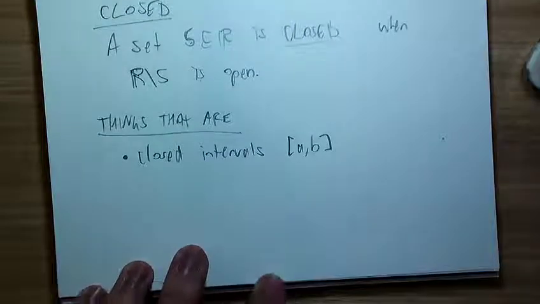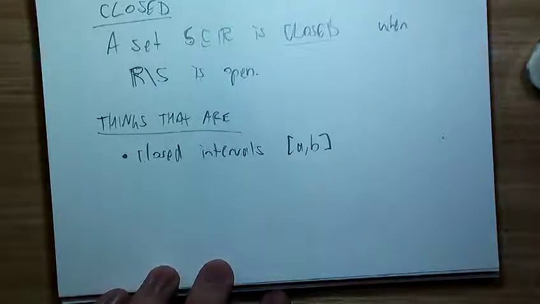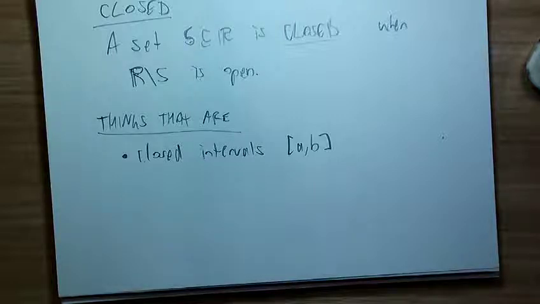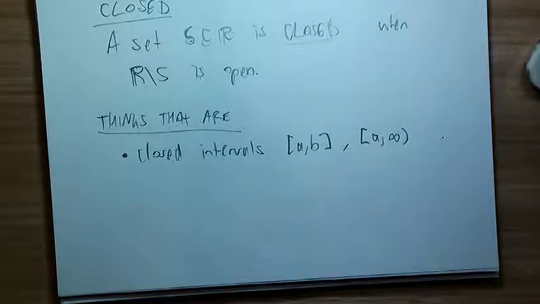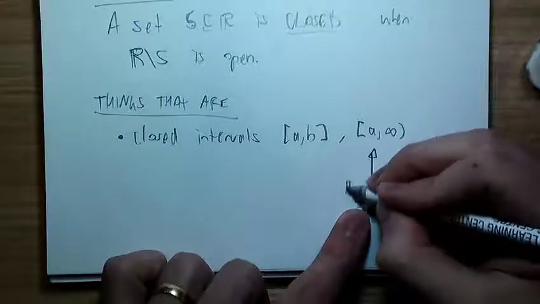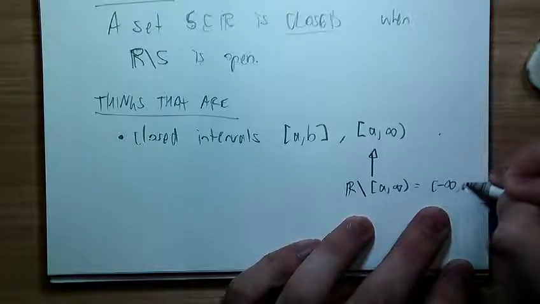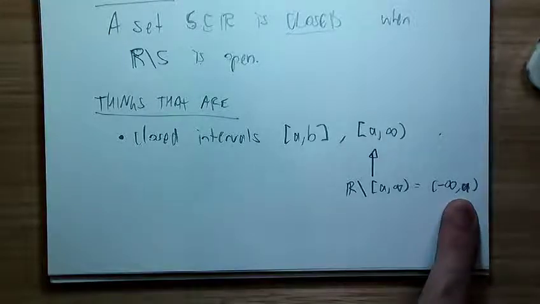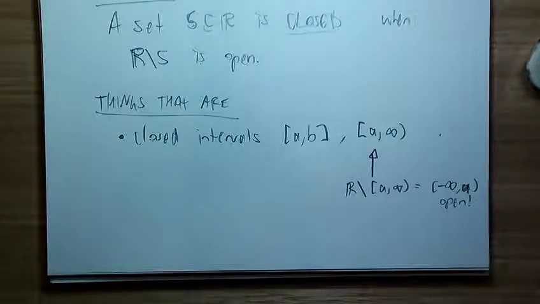Okay. What about intervals that have an infinity in them? Can they be closed? Yes, they can. That's a closed interval because everything except that is an open interval. Everything except this, R without A to infinity, is minus infinity to A, which is open. And so therefore an interval that's closed at one end and infinity at the other end is in fact closed.